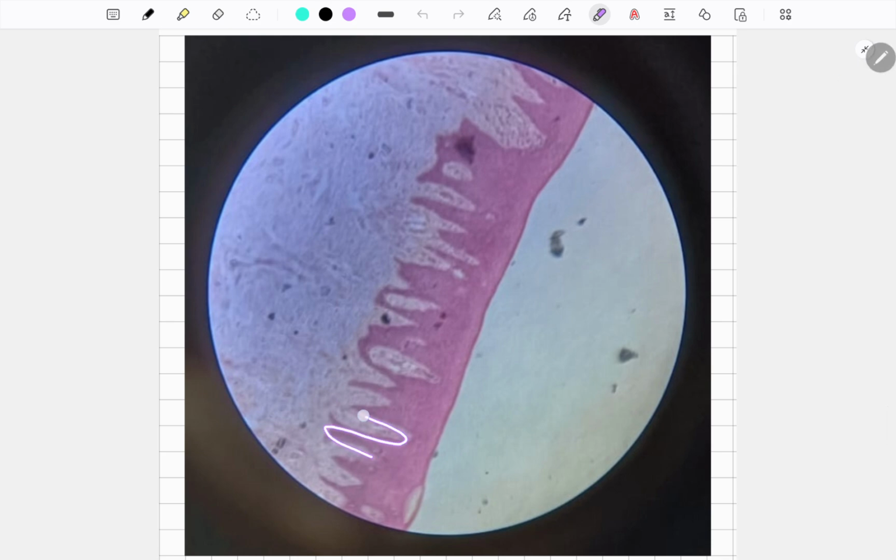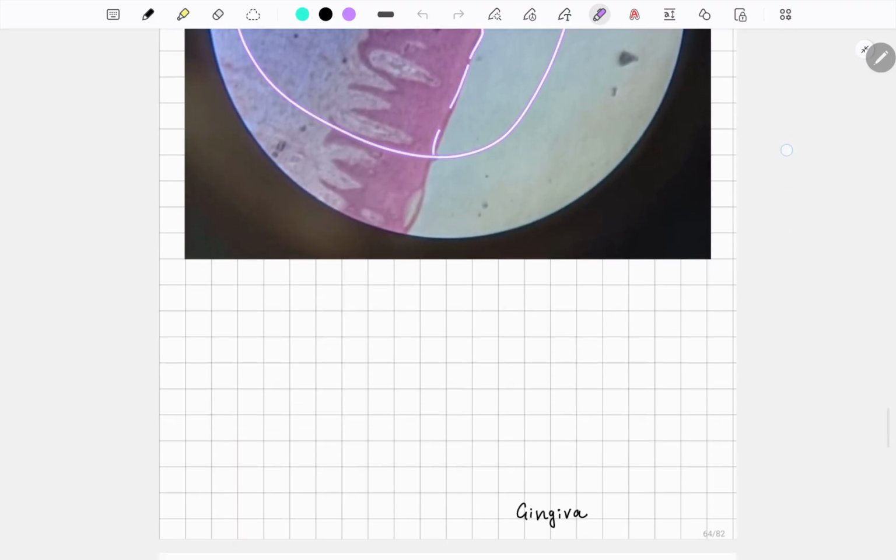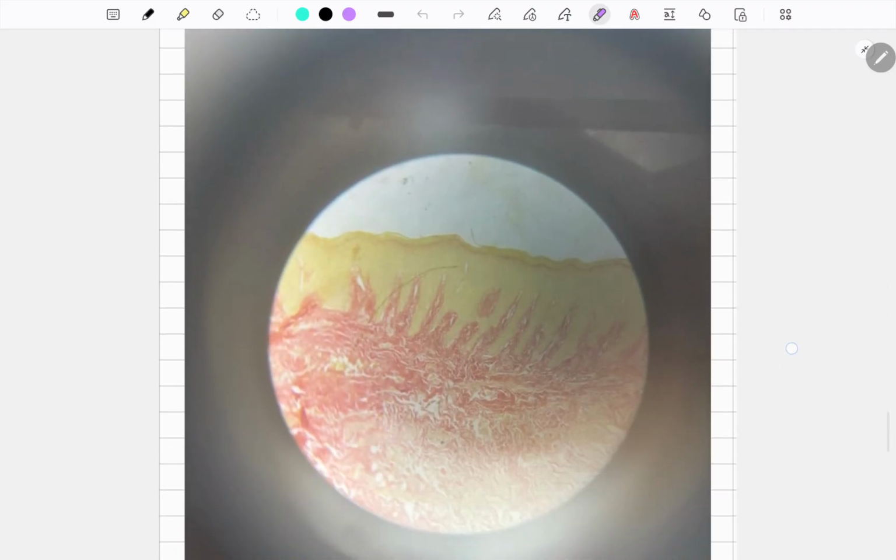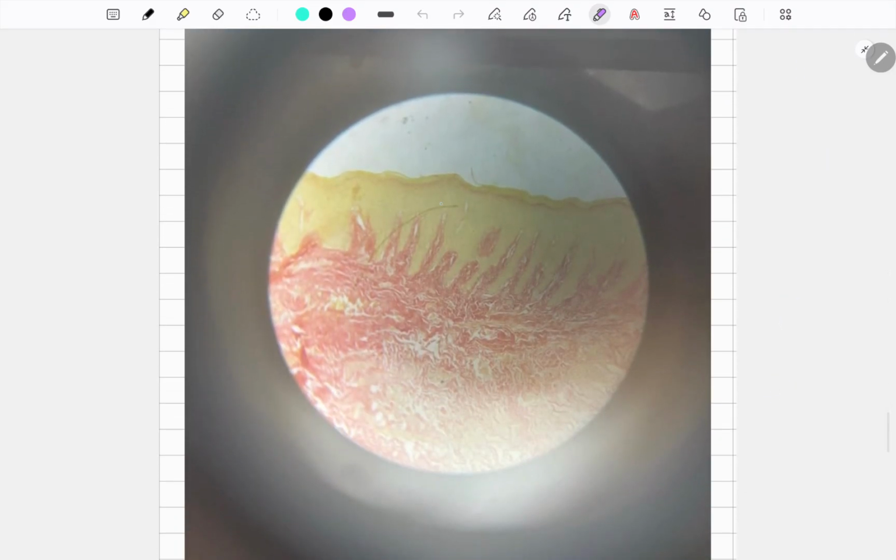Over here you can see that there is long slender rete present, and over here there is a layer of keratin also. So this slide is of gingiva. Moving on to next, this is a very easy slide. As you can see, there is yellow stain and red stain. So this is Van Gieson stain, as the red is stained by the collagen fibers and yellow is stained by the epithelium and other connective tissues.